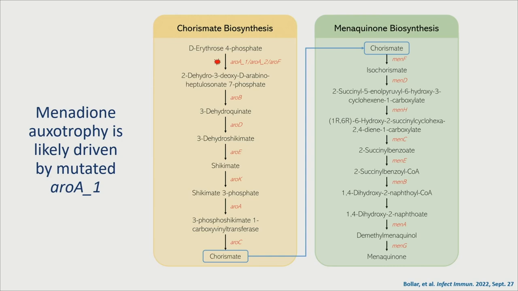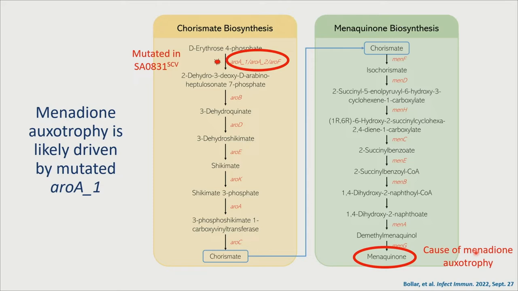We also did some genetic testing to confirm what we were seeing for SCVs and to maybe parse out what could be the cause of this menadione auxotrophy. And we found that this gene, aroA1, is mutated in our SCV strain. Now this is important because SA0831 SCV has this mutation that then leads to the synthesis of chorismate, which is a key intermediate that plays into a number of metabolic pathways, including menaquinone biosynthesis. This can be the cause of menadione auxotrophy.